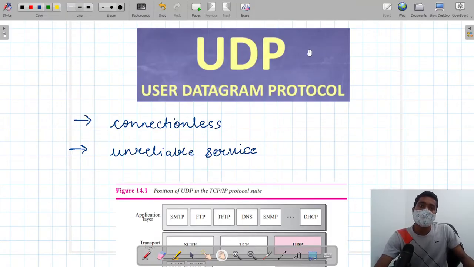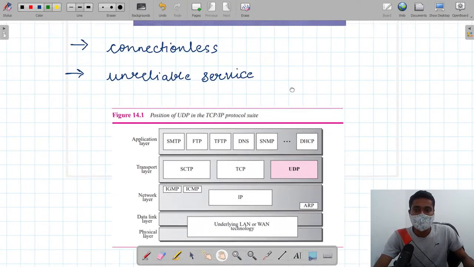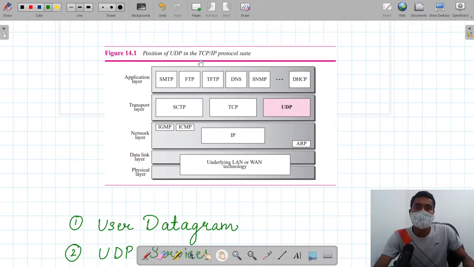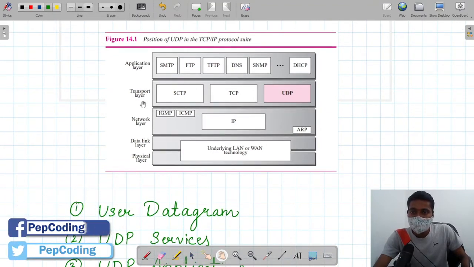So in this chapter, we are going to study about UDP. UDP stands for User Datagram Protocol. UDP is basically a connectionless and unreliable service provided by the transport layer. In this diagram, we can see the position of UDP in the TCP/IP protocol suite. Basically, UDP lies in the transport layer.